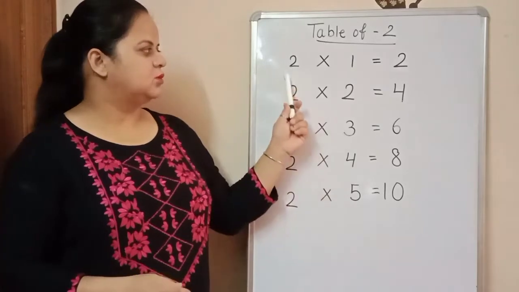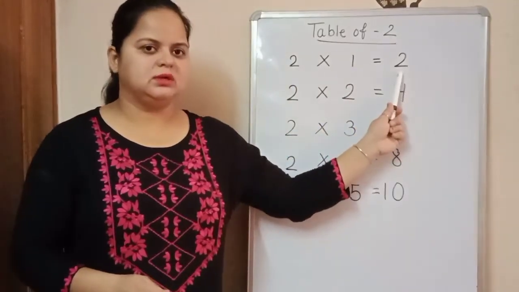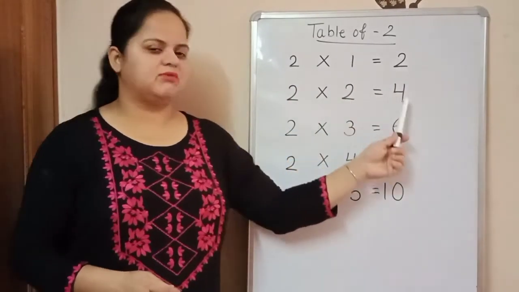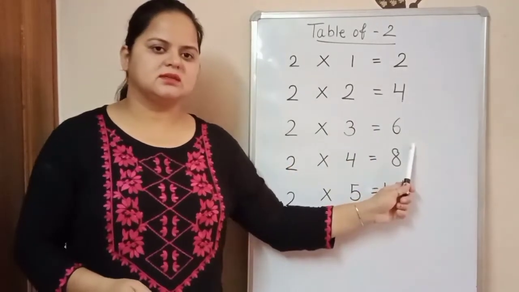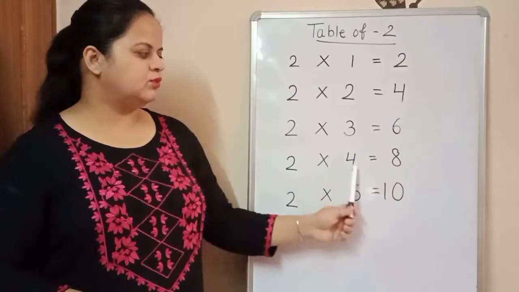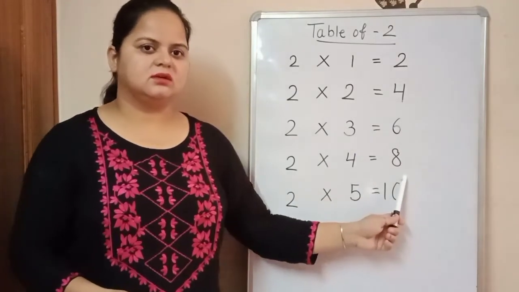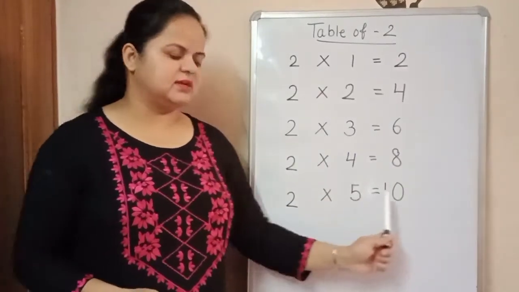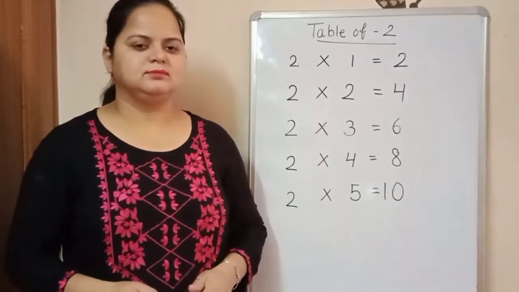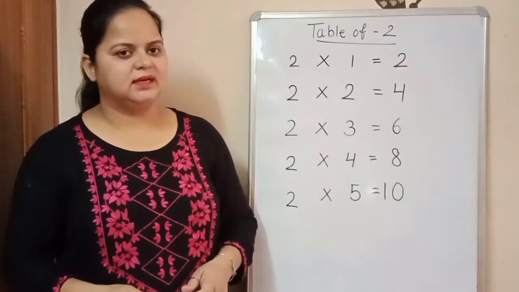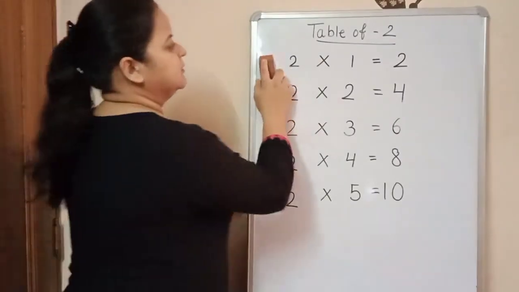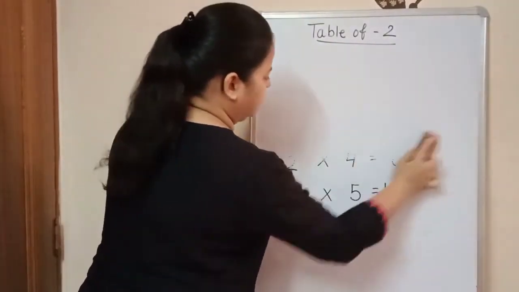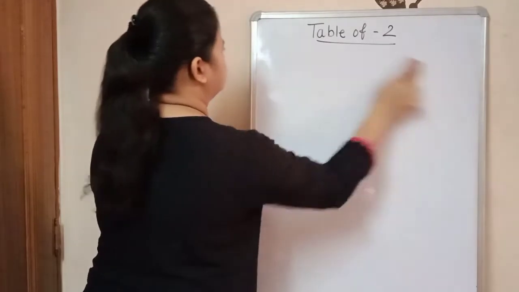Okay. 2 ones are 2. 2 twos are 4. 2 threes are 6. 2 fours are 8. 2 fives are 10. Done? Now we will write the table in the notes.